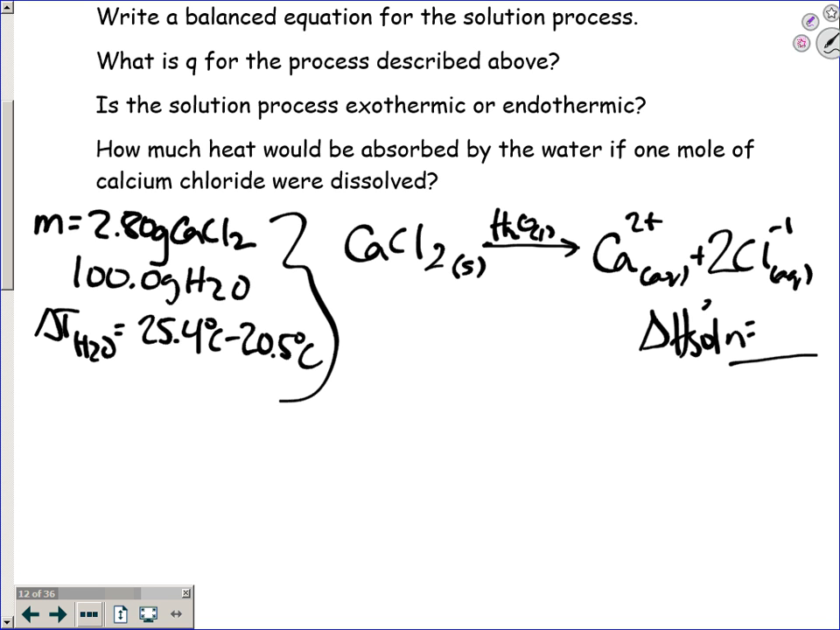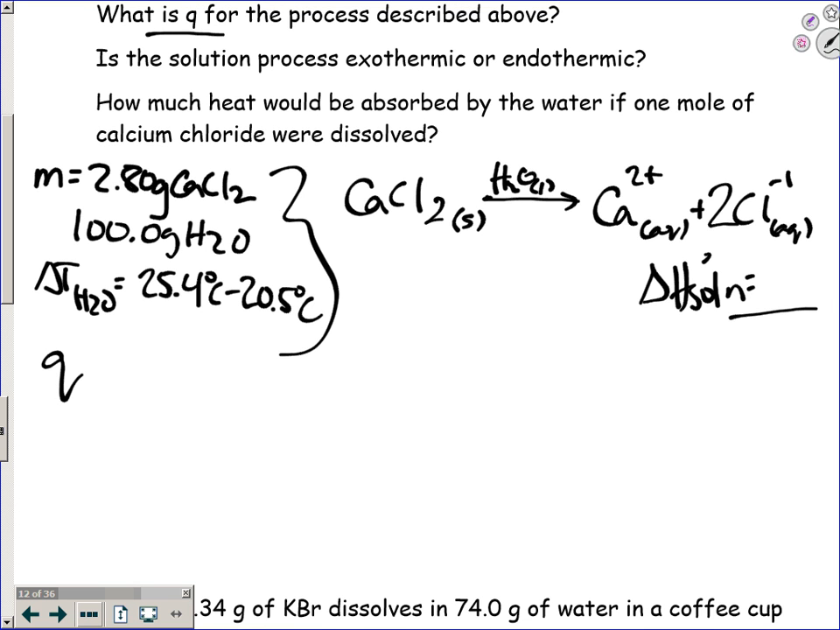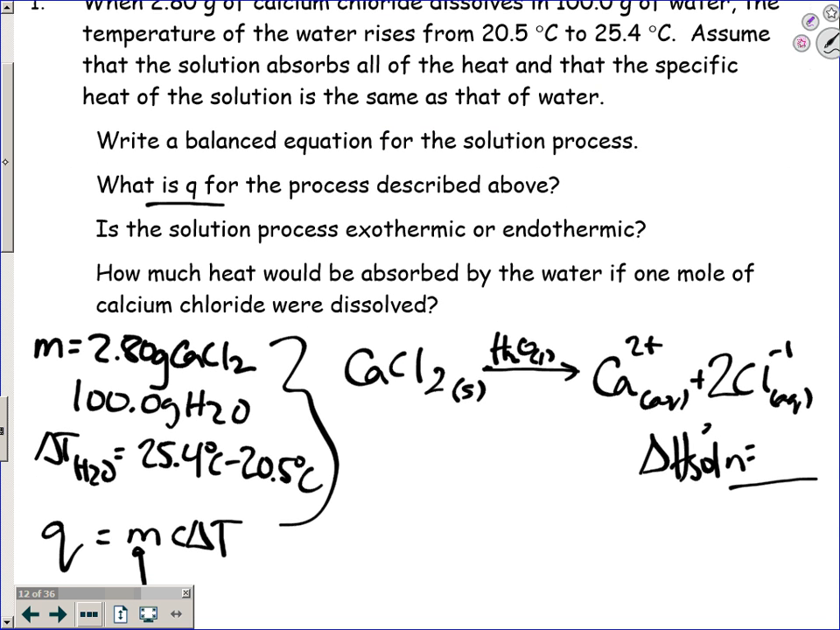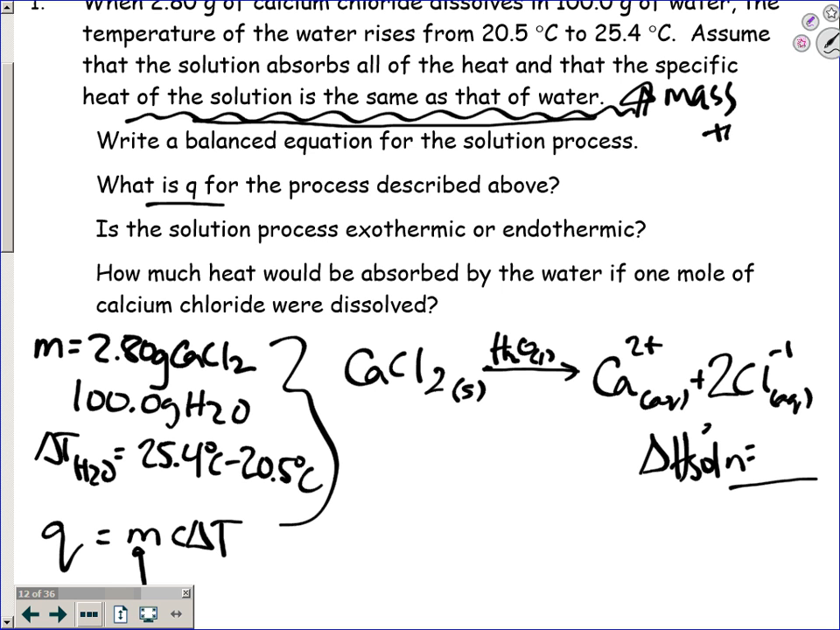Okay. So what's the Q for the process described? Margaret, get me started on finding Q. So Q equals mcΔT, so the mass. Why are we using the mass of the solution? Because it's asking for the entire solution, and all the energy is absorbed by the solution itself. It also tells you specifically to assume the solution absorbs all the heat, and the specific heat of the solution is the same as that of water. Thanks, Jillian. Whenever it says this right here, this is a key sign to take your mass as a total mass.